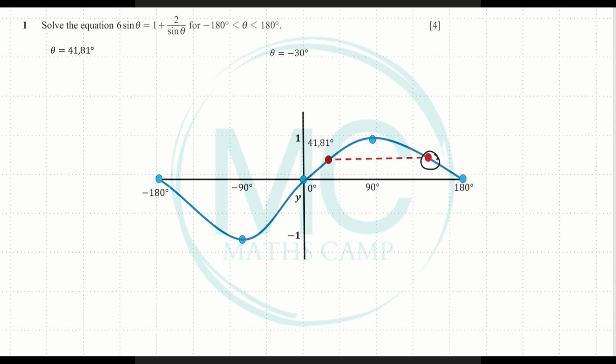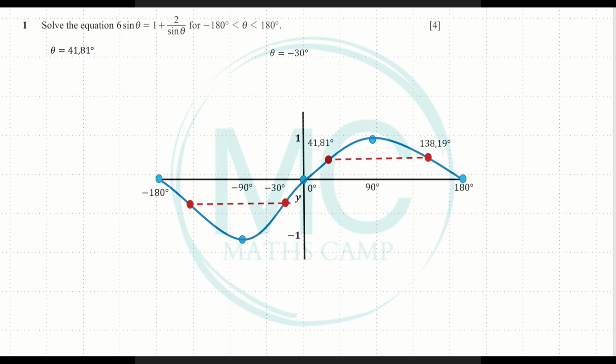So let's put this in over here. Now let's plot our point for negative 30 degrees. It'll sit down here. Let's make a note as well. Now we can draw a horizontal line, and we see that we have another point on our graph over here.